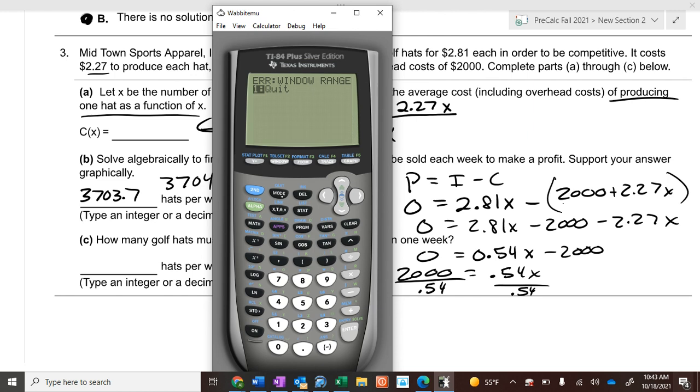I don't know. Let's see what the graph looks like. Oh, window range. I bet I did that in the wrong spot. Yeah, I did that in the wrong spot. So that's 0, and that's 20,000. Just seeing what it looks like. Okay, there's a line. There's a line. Now let's see where they intersect. So second, trace, and we're going to see where they intersect. And I go enter, enter, enter. And it'll jump to the point where they intersect. And hey, that's the exact answer we got.